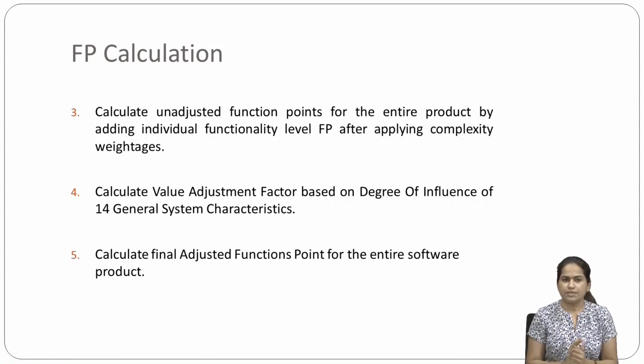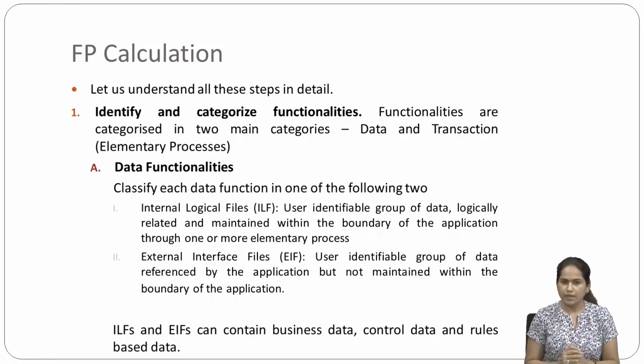Fourth, we calculate the value adjustment factor based on the degree of influence of 14 general system characteristics. Based on the general system characteristics, you are going to calculate the value adjustment factor, VAF. And the fifth step is to calculate the final adjusted function points for the entire software product. So, these are the steps given for the calculation of FP. Now, let us move to the detailing of these calculation steps.